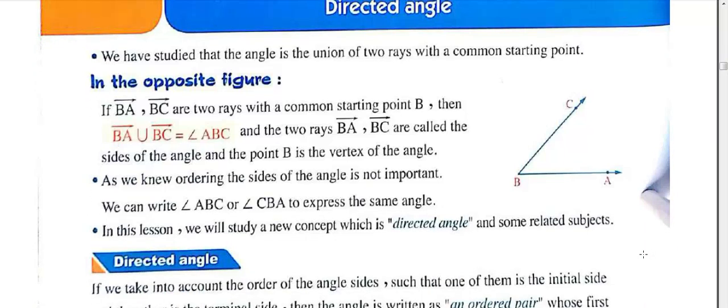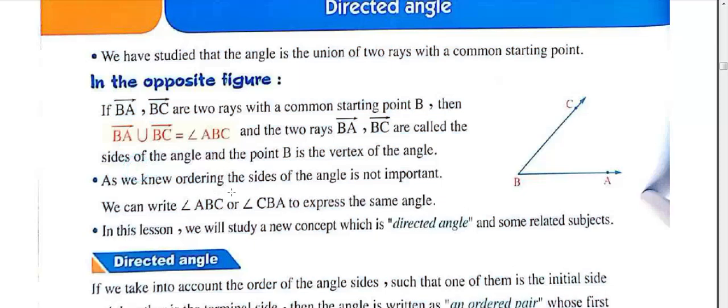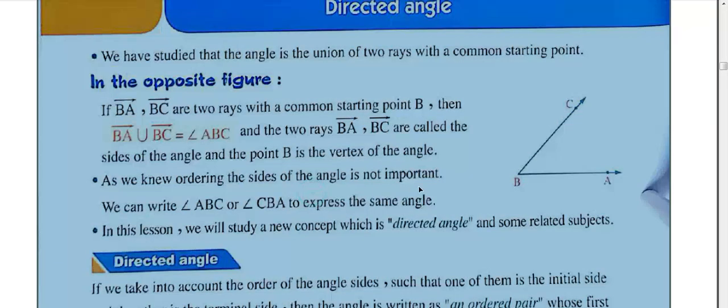If the rays BA and BC are two rays with a common starting point B, then the ray BA union the ray BC equals angle ABC, or CBA, or angle B. The two rays BA and BC are called the sides of the angle, and the point B is the vertex of the angle. As we know, the ordering of the sides of the angle is not important. We can say ABC or CBA.